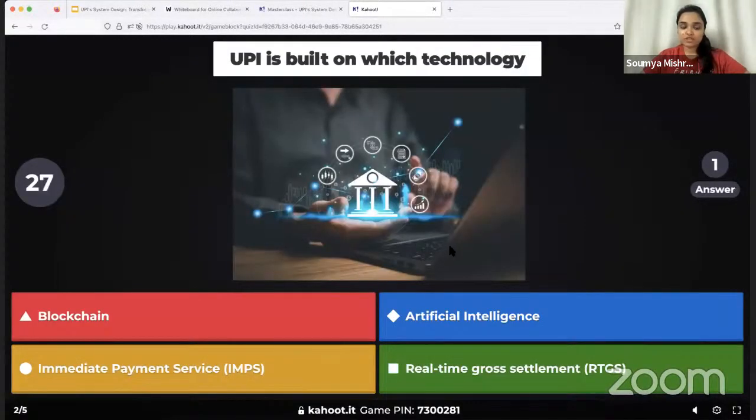UPI is built on which technology? Blockchain, immediate payment transfer, artificial intelligence, real-time gross settlement. I told you, if you remember, in the beginning of this session, what does UPI use?